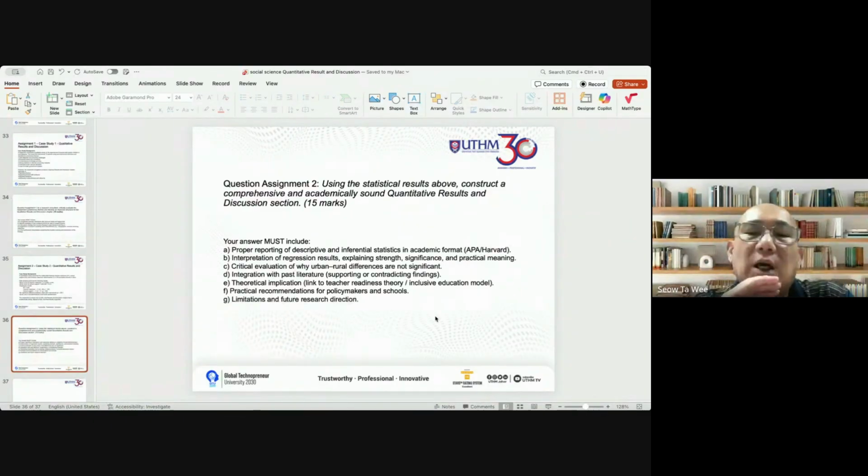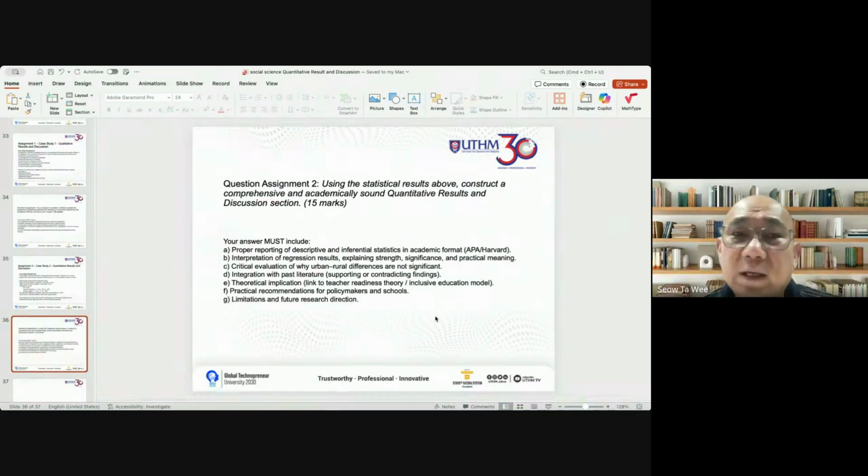Your analysis or your results must properly report the descriptive and inferential statistics in academic format. Secondly, interpretation of the regression results, explaining the strength, significance and practical meaning. And then critical evaluation of why urban and rural differences are not significant. You try to give the answer. Okay. Integration with past literature. Okay, you have to code.